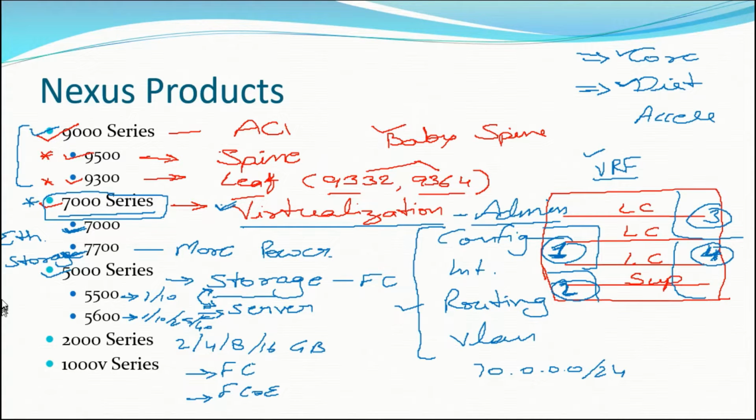Let's move on to the Nexus 2000 series of switches. Right? So these 2000 series of switches are physically switches, but there is no intelligence within them. They are dumb switches. They do not have any intelligent mechanism within them. It means no CPU, no supervisor, no memory, nothing is there.